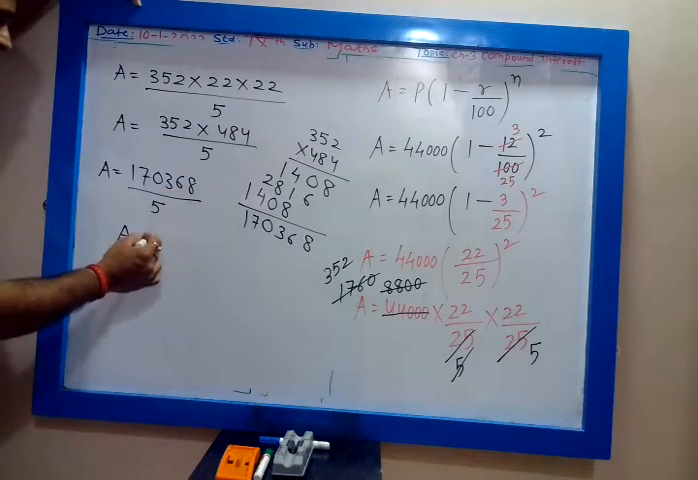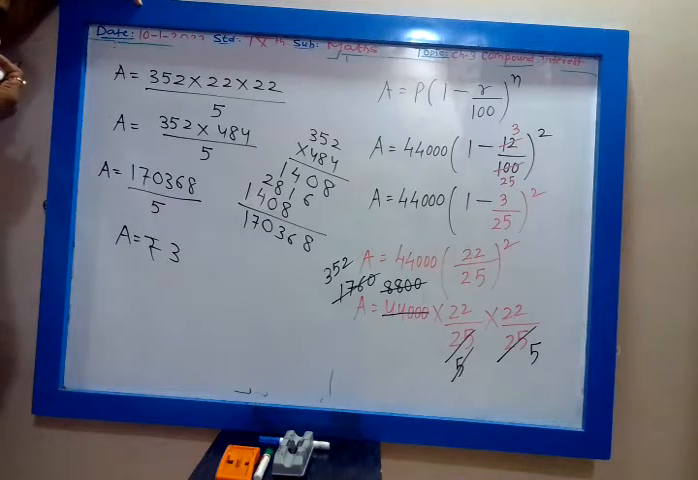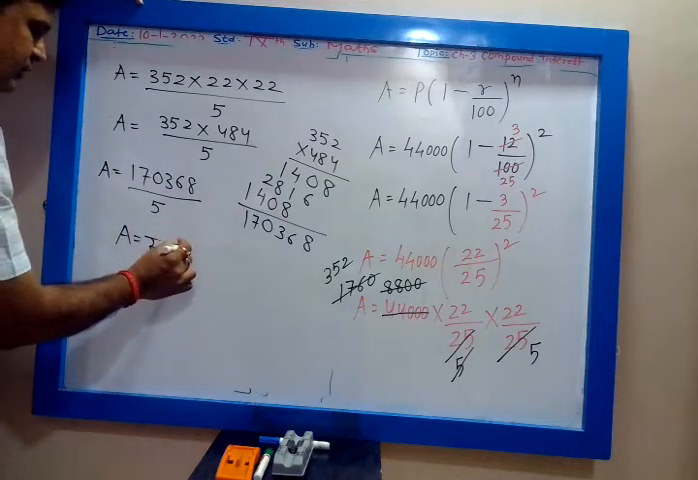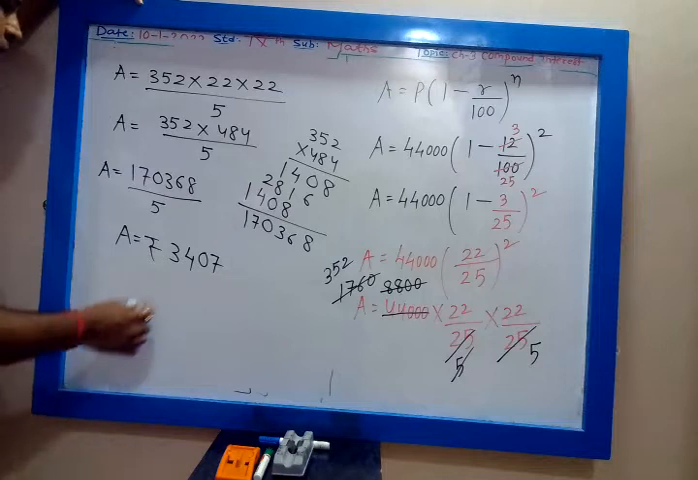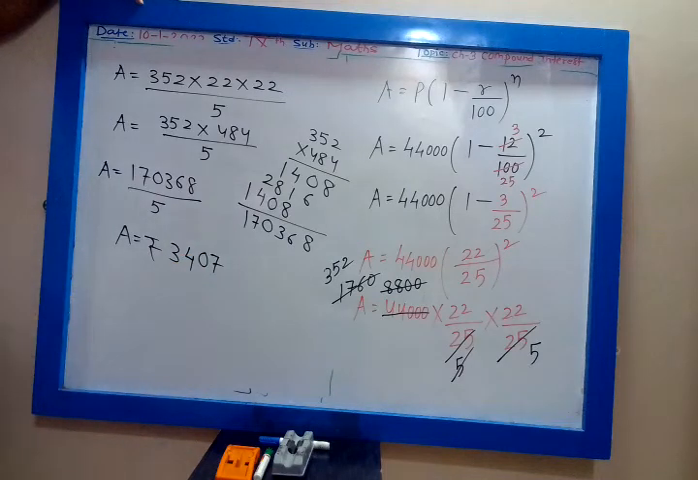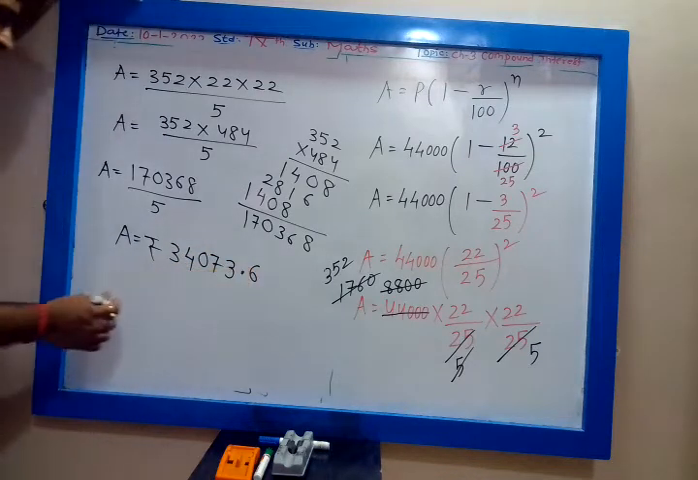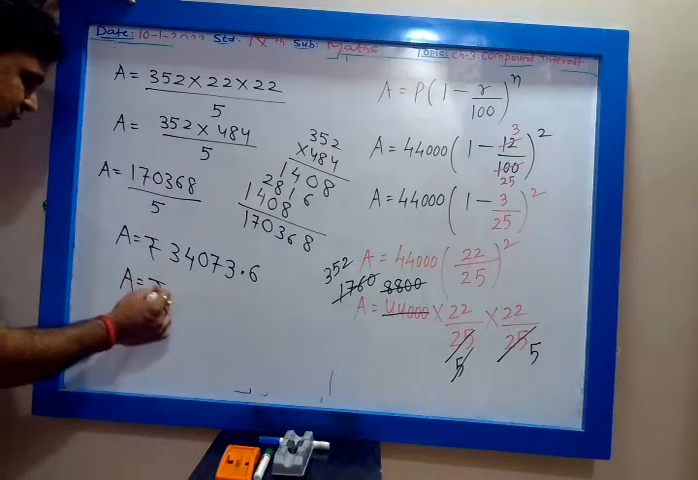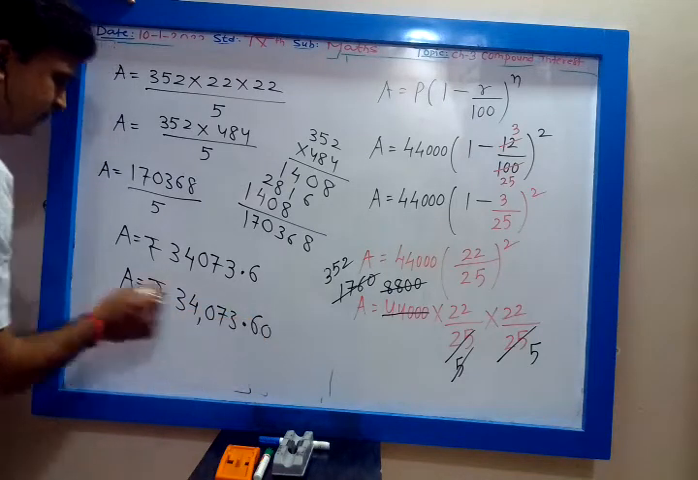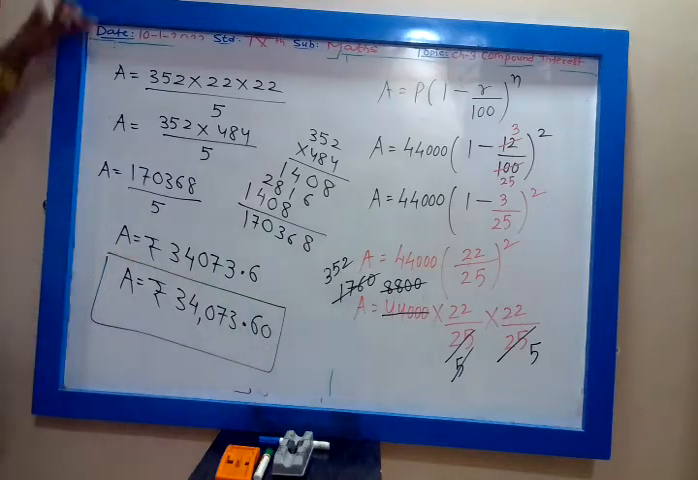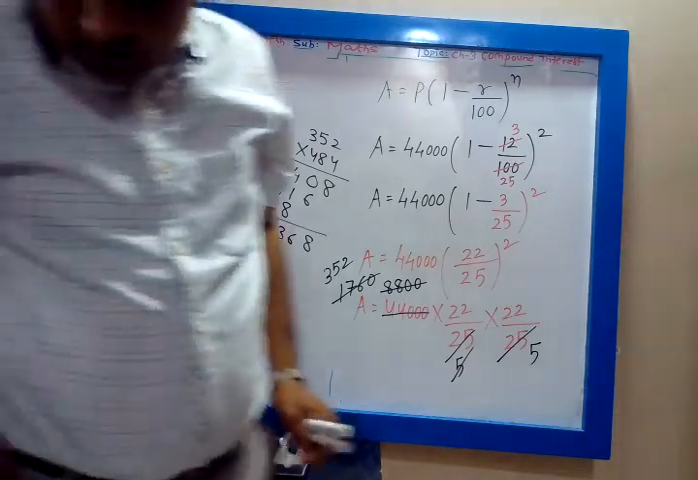So A is equal to rupees. 5, 3 is 15, 3, 5 is 15. Then 20, 5 4 is 20, then 0, 5 7 is 35, 5 3 is 18, then 0.6. So the amount A is rupees 34,073.6. You can write 60, no problem. So the amount at the end of year 2009 is 34,073.60.